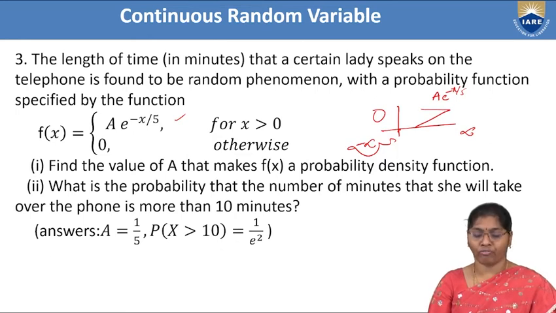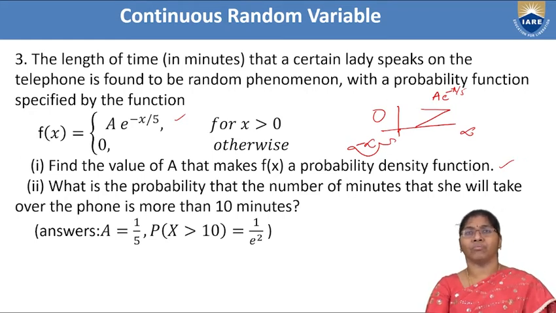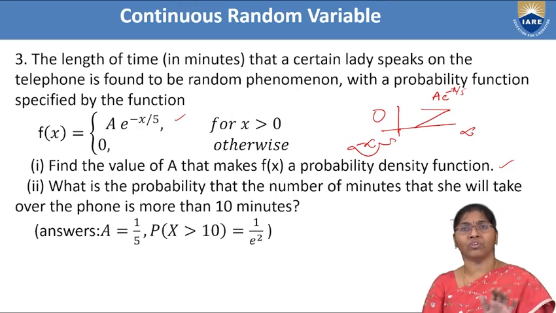Find the value of a that makes f of x a probability density function. First one, we are choosing f of x as a probability density function, that means the integral equals 1. Simply we get the value of a by using the probability density function.